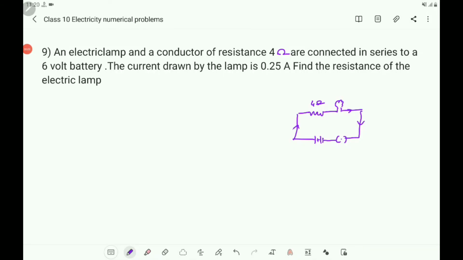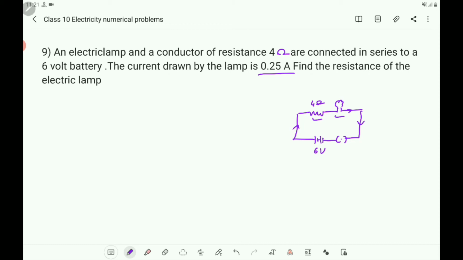Now you take the 9th question. An electric lamp and a conductor of resistance 4 ohm are connected in series to a 6 volt battery. The current drawn by the lamp is 0.25 ampere. Find the resistance of the electric lamp. Here 4 ohm resistance and a lamp are connected in series to a 6 volt battery. This is a 6 volt battery and the current drawn by the lamp is 0.25 A. Find the resistance of the electric lamp.